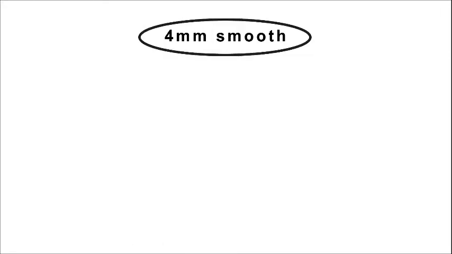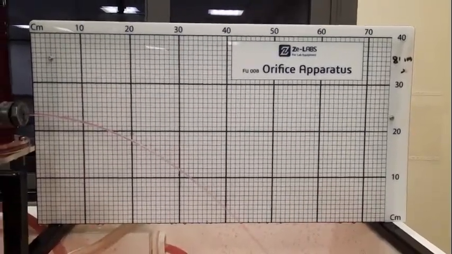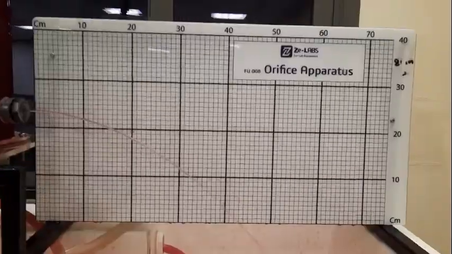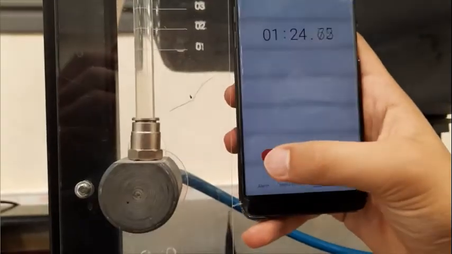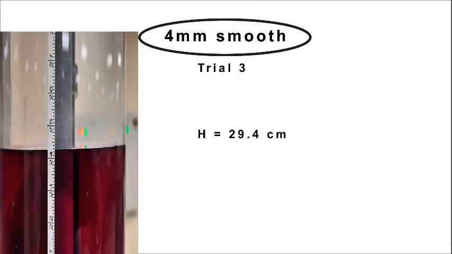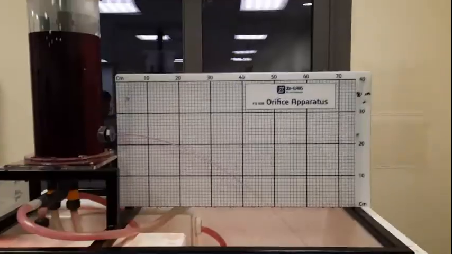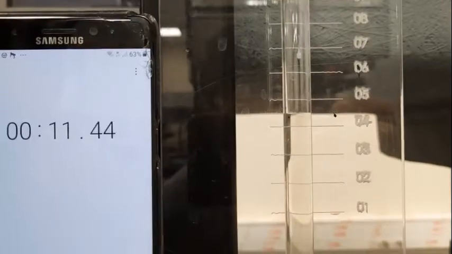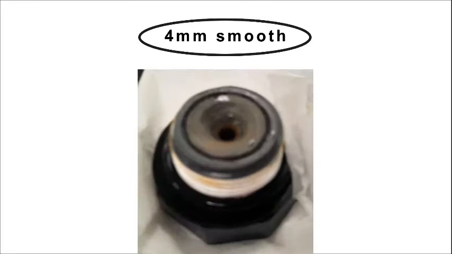In the second trial, the height was 24.3 cm. In the third trial, the height was 29.4 cm. And here is the flow characteristics for that. That was a test for the 4 mm smooth orifice.